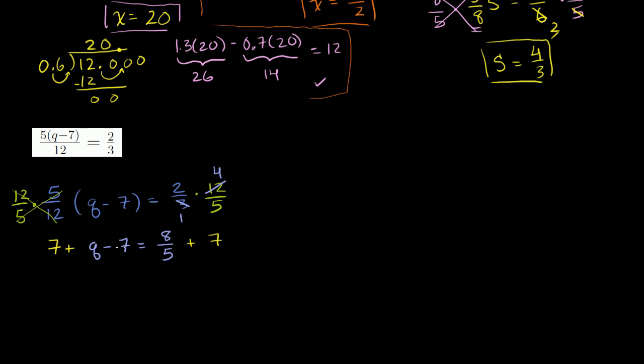These two 7s cancel out. That was the whole point of adding the 7. And you are left with q is equal to 8/5 plus 7. Or we could write 8/5 plus 7 as 35/5. And so this is going to be equal to, well, the denominator is 5, 8 plus 35 is 43. So my answer going this way is q is equal to 43/5.